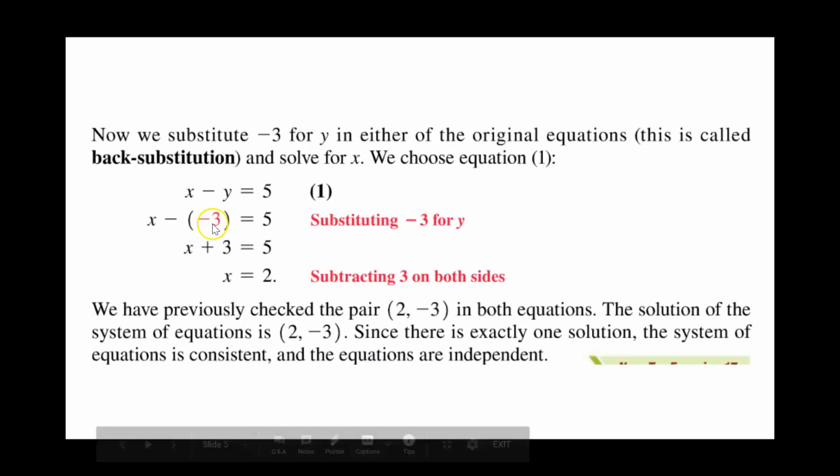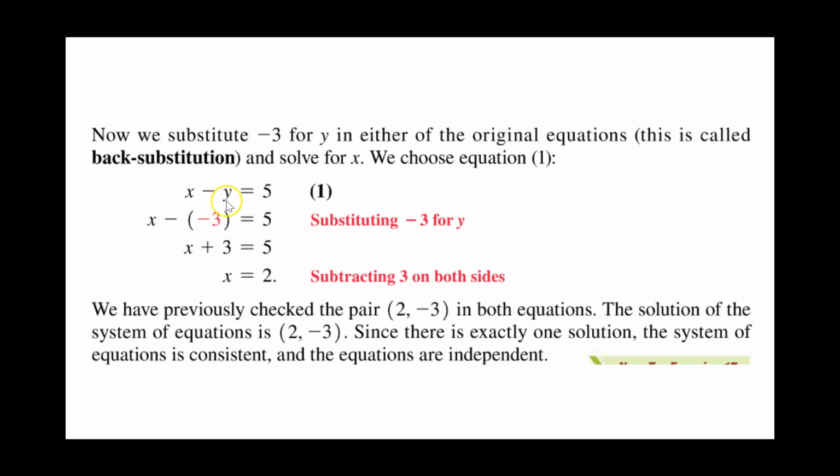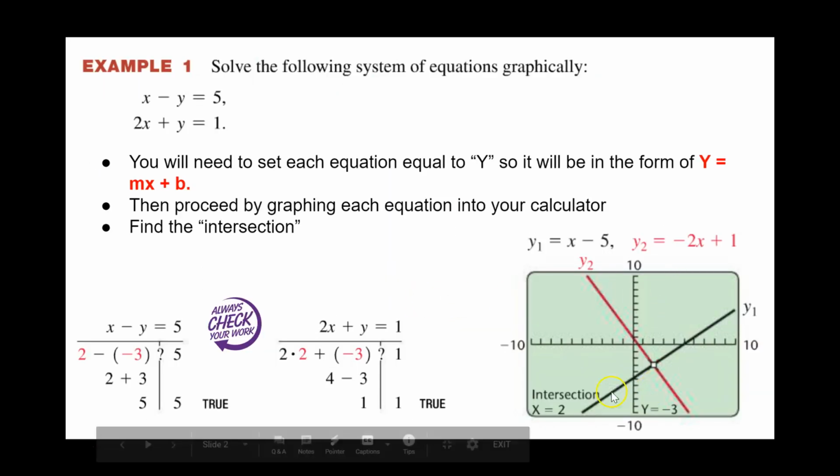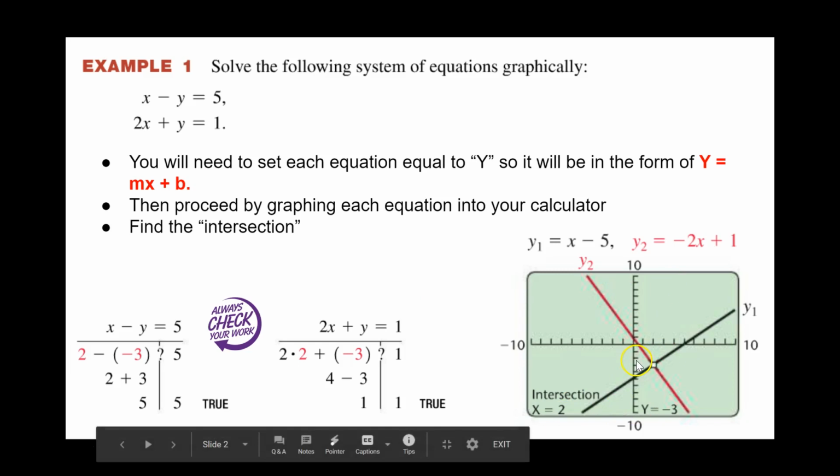I take the -3, plug it back in for this y, and then I figure out what x is now. So in this case here, two negatives make this positive. Bring the 3 over by subtracting. 5 minus 3 gives us 2. So our answer is going to be 2 and -3. So this is by hand. This is the 2 and -3 using the calculator.